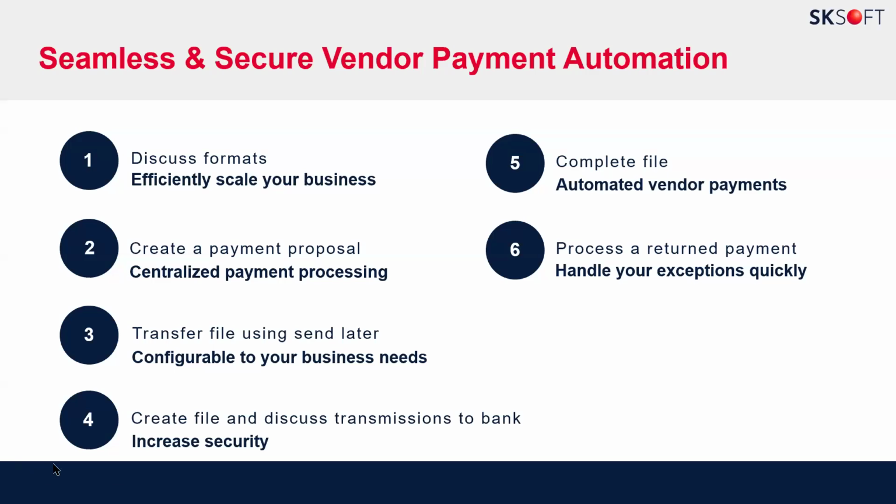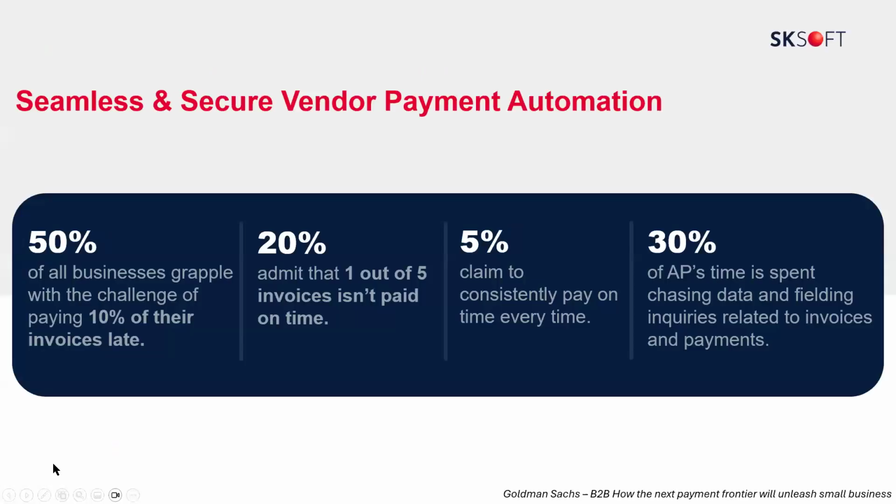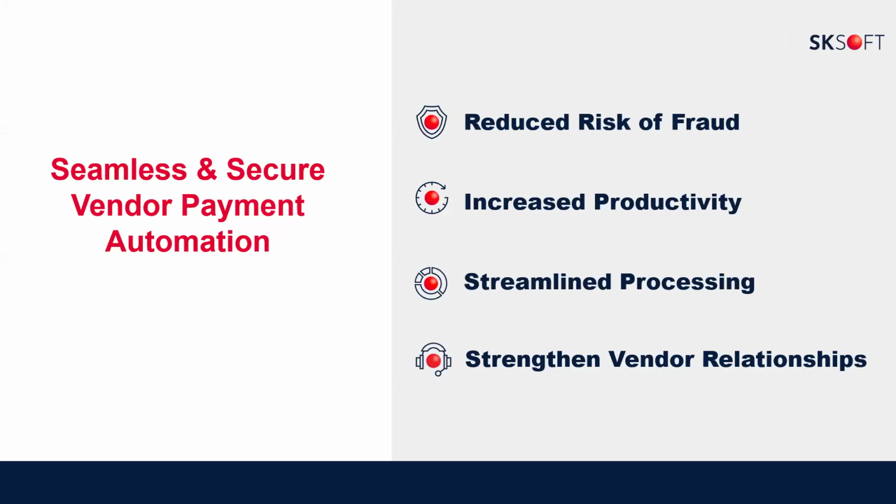So let's go back to the metrics in the Goldman Sachs study. You can see the statistics on the common challenges accounts payable teams face on a day-to-day basis. So how can you beat the statistics from the Goldman Sachs study? With vendor payment automation, we can resolve the common pain points companies experience by first reducing the risk of fraud. Could you imagine a world where the risk of fraud is significantly reduced by having a SOC 2 compliant, secure exchange of files to and from the bank?